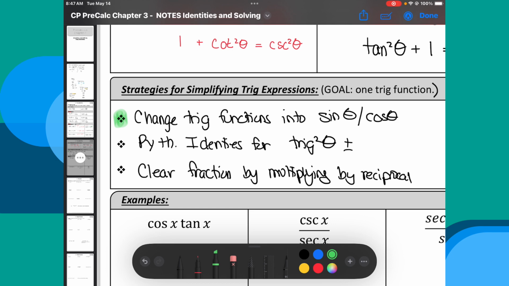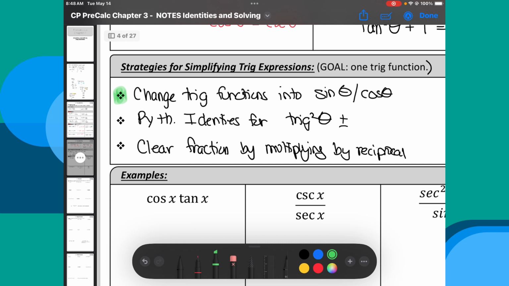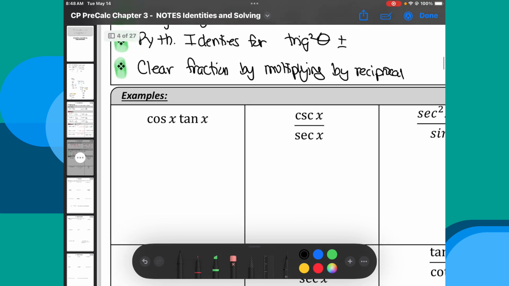If you're given secant, let's change it to 1 over cosine, so we get everything back to sine and cosine. The second strategy is to use your Pythagorean identities. And the third one is to multiply by the reciprocal, making sure that we multiply by 1. So let's try some examples.